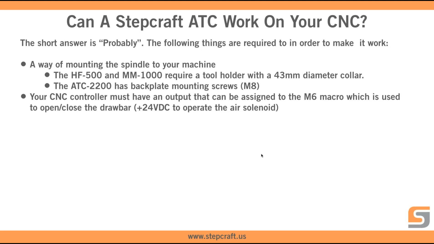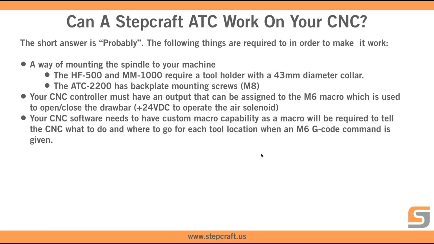But you do need to, when the controller software sees an M6 command in the G code, be able to trigger an output on your CNC that will open the air solenoid. And that's what opens the drawbar. And then when the M6 command is given again, it releases that output and it closes the drawbar. So that's one thing you'll have to know on your machine. Your CNC software needs to have custom macro capability because a macro is required to tell the CNC what to do and where to go for each tool location.